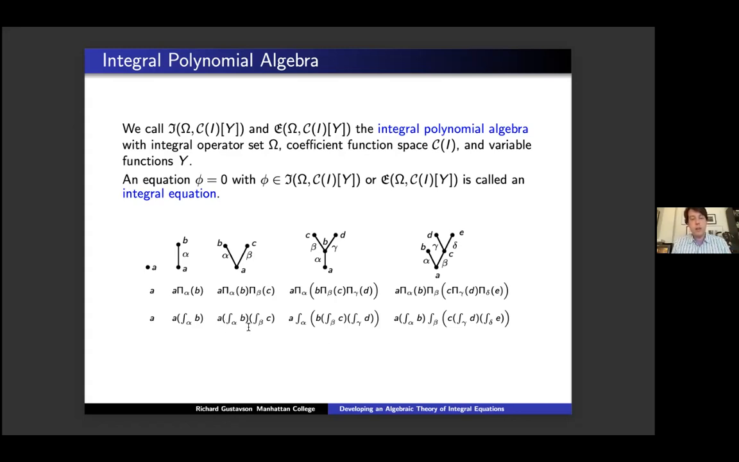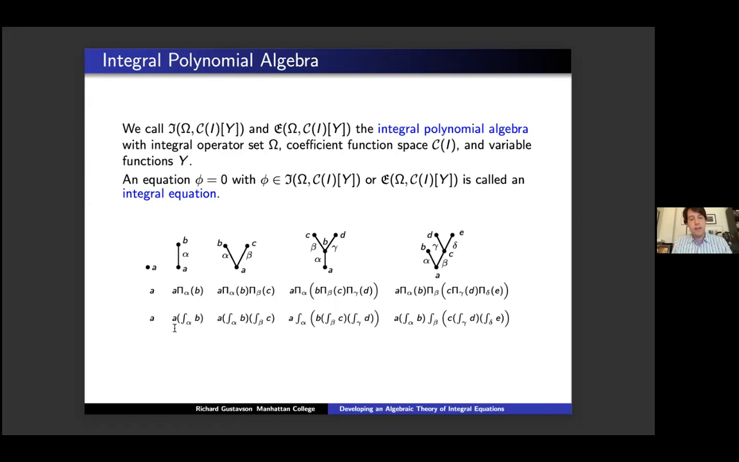And so you see, we can multiply integrals together. We can have iterated integrals. Here we're taking the alpha integral of this product of integrals. Right here we're multiplying this integral by this iterated integral. So you can have all different types of equations. And we can think of this as a set of bracketed words, which is what this middle row is, or we can think of them as rooted trees.